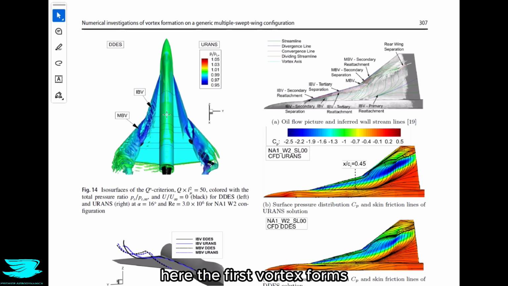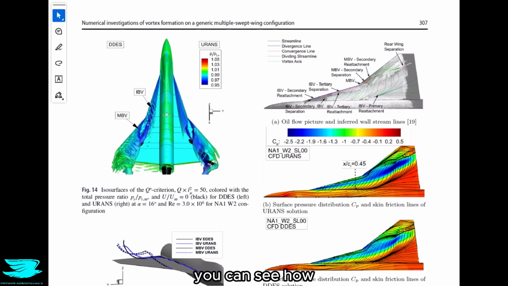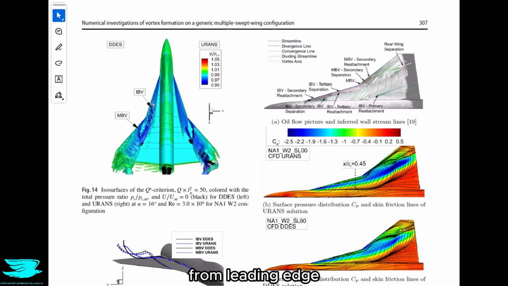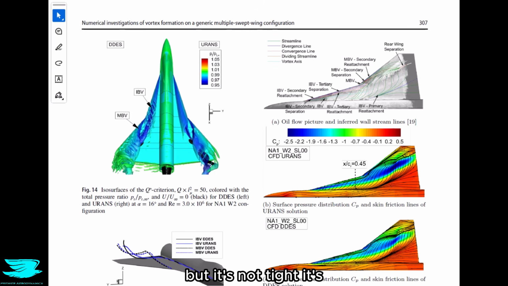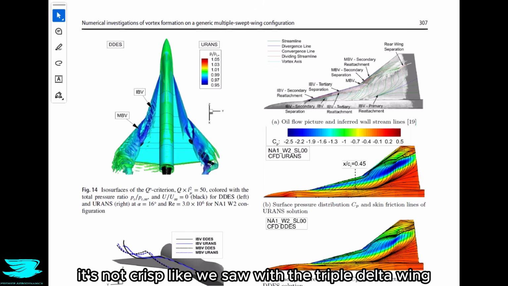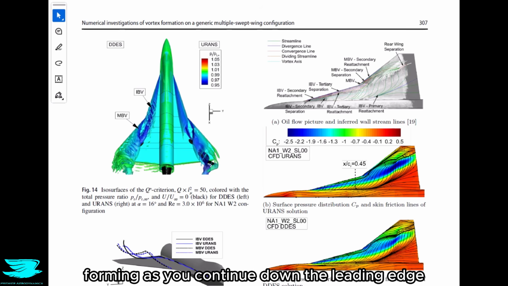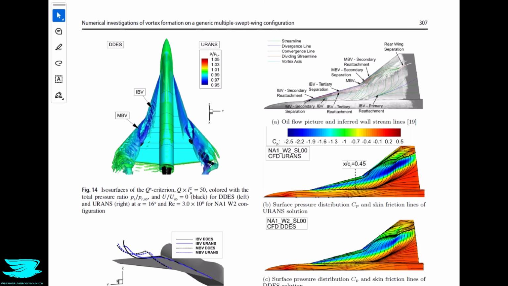The first vortex forms, but it's constantly fed by the leading edge. You can see how all this flow is just continually being wrapped up from the leading edge. The second vortex forms at the junction between the 2 leading edges, but it's not tight, it's not crisp like we saw with the triple delta wing, but instead it's forming, again, as you continue down the leading edge. But how does that difference in the vortex formations affect the performance of the wing?